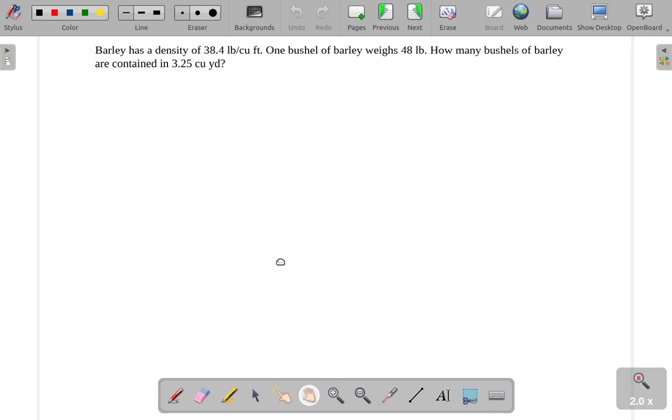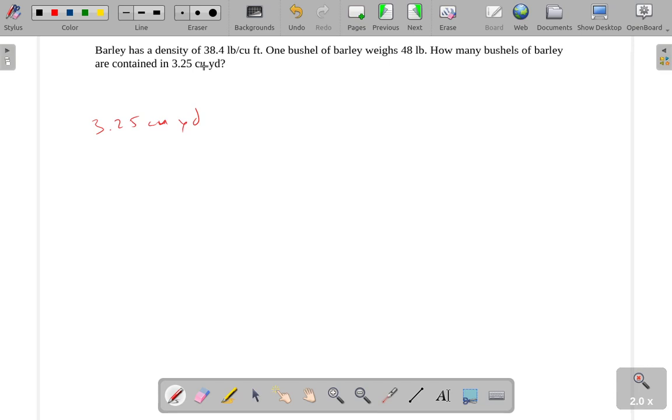This is an example of the absurdity of a U.S. measurement type problem. I mean, we're talking about bushels, and these are weird. In any case, let's go ahead and start off. We're starting off with 3.25 cubic yards. This is the amount that we're starting with, because that's how many bushels of barley are contained in this many cubic yards.